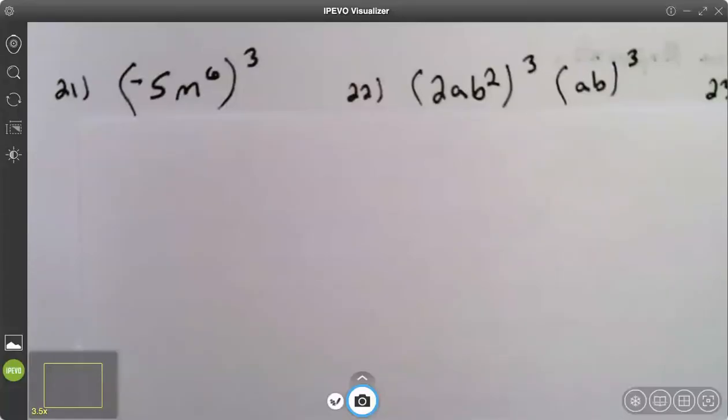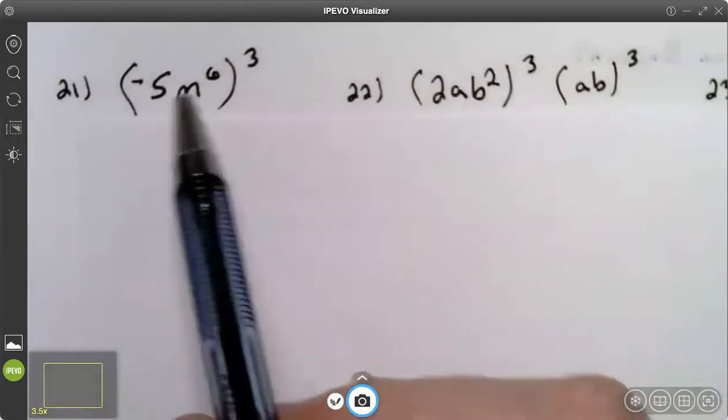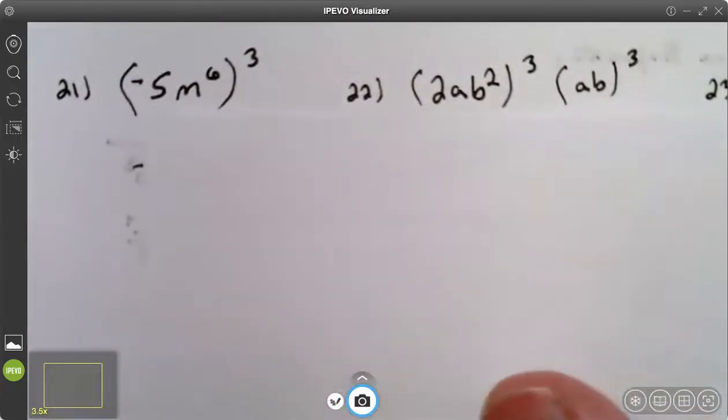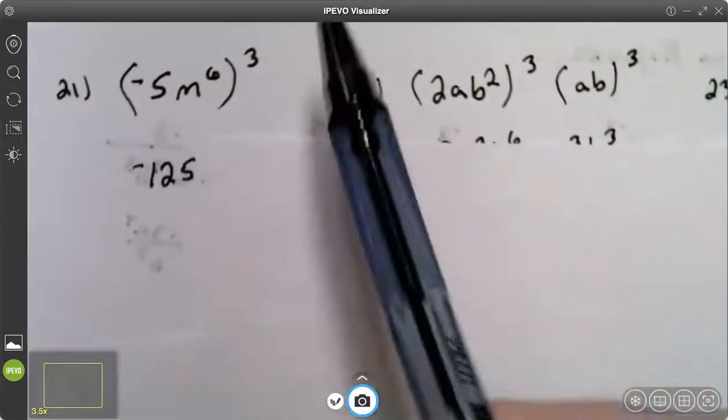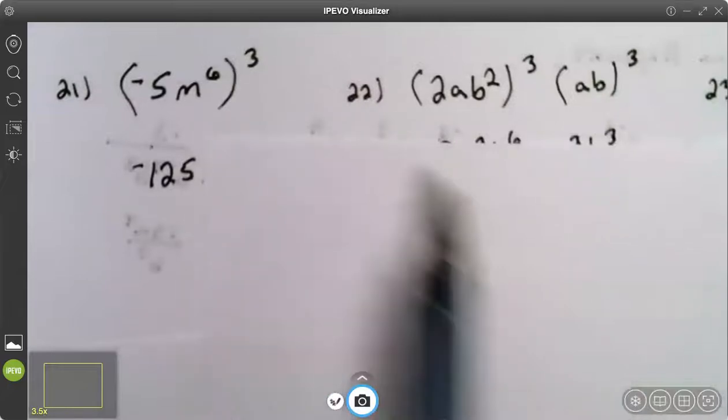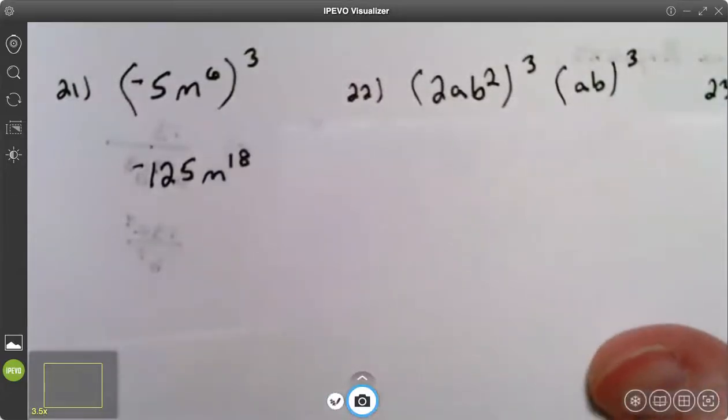Number 21. On number 21, negative 5 cubed is negative 125, and m to the 6th to the 3rd. 3 times 6 is 18. Your answer is negative 125 m to the 18th. Number 22.